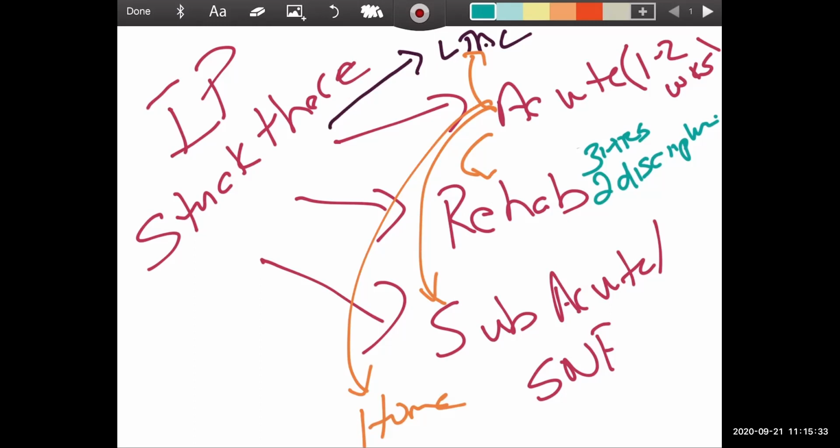Just to get what? Money. Yeah, that's pretty much it. They're not going to tolerate that rehab, right? They're not going to tolerate 3 hours of rehab, but you'll see it all the time, unfortunately.